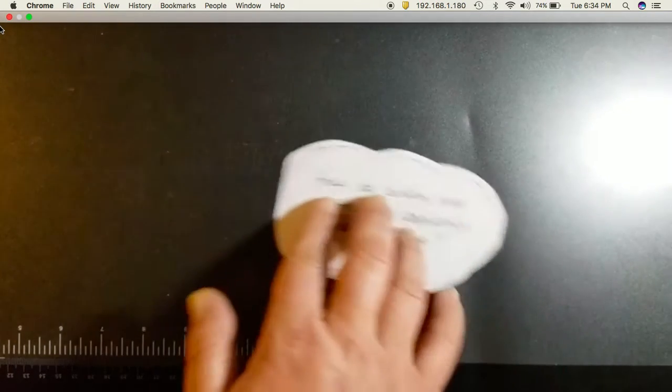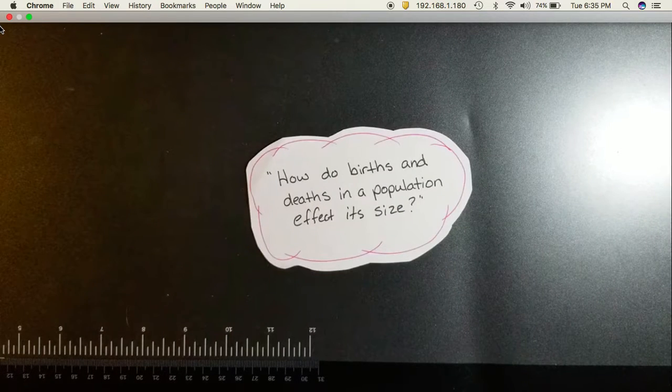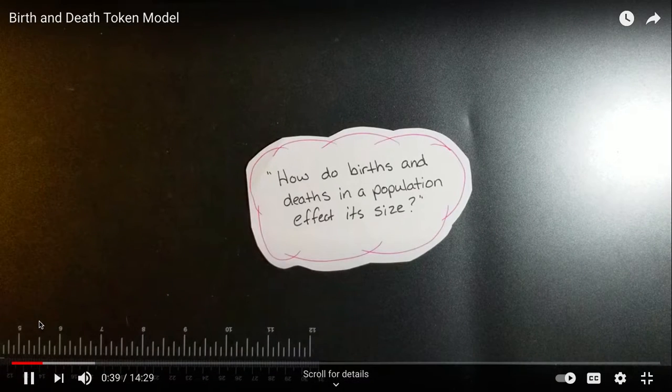Changes in the members, since there are always births and deaths within a population. Today, we are going to be investigating how births and deaths in a population affect its size. We will use a model today to help us learn how births and deaths affect a population.